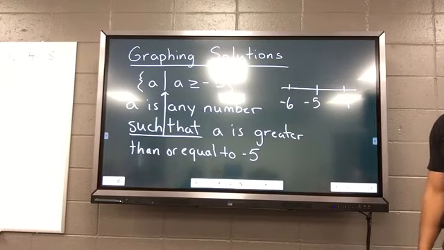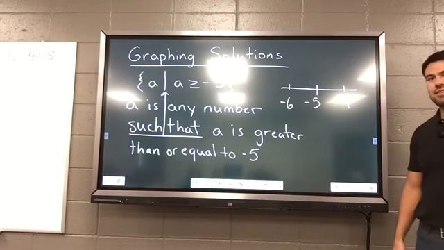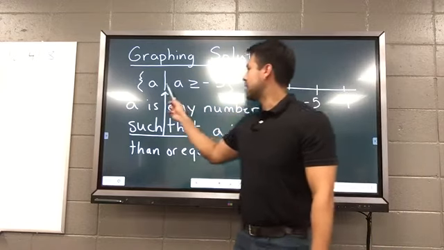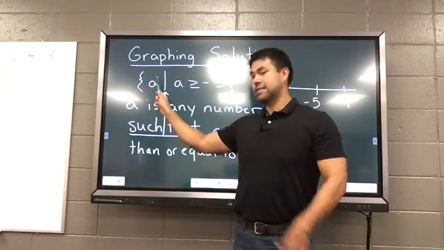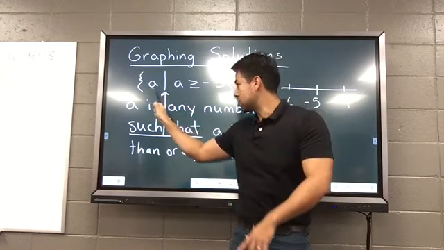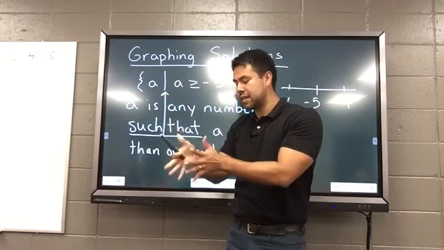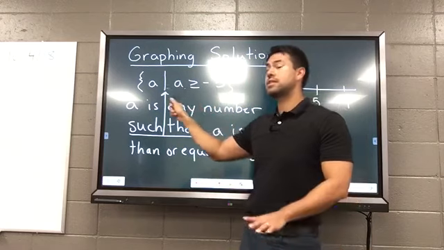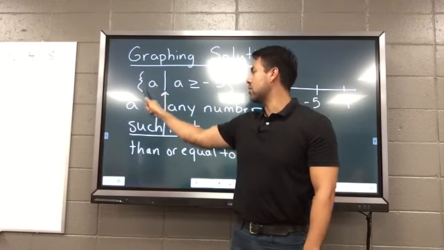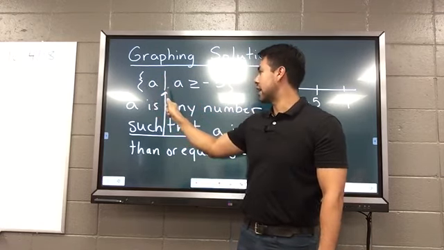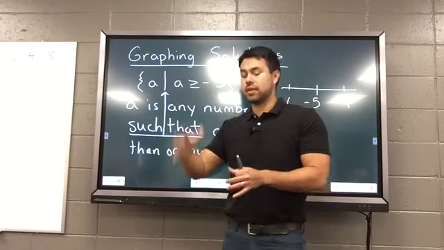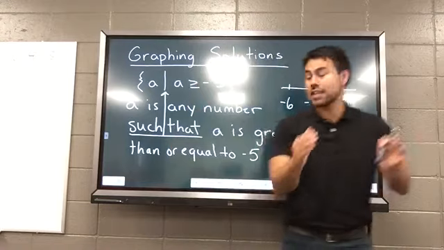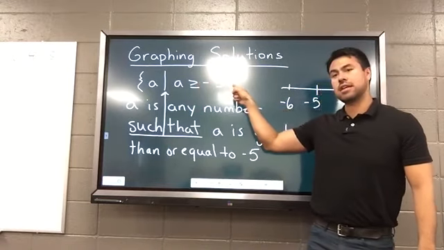Yes, ma'am. What does "such that" have to do with the inequality? It's just saying A is any number. When it just says the letter A, you can say A is any number such that A is greater than or equal to -5. So it's being more specific. A could be any number, but such that it has to be greater than or equal to -5.